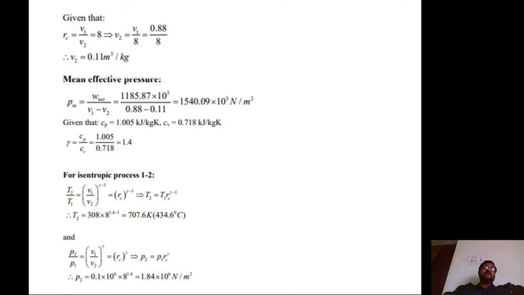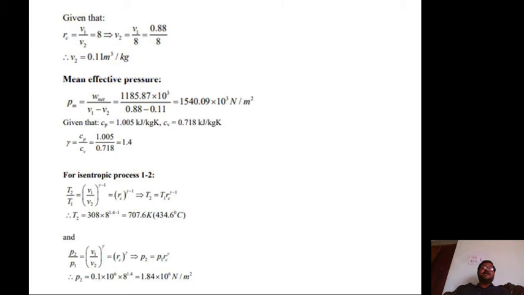Mean effective pressure is equal to net work done divided by V1 minus V2, the swept volume. W net you have calculated, V1, V2 you have calculated. You will get the mean effective pressure, 1540.9 into 10 to the power of 3 Newton per meter square. Newton per meter square is the pascal, nothing but that. Here 10 to the power of 3 is kilopascals. You will get the kilopascals.